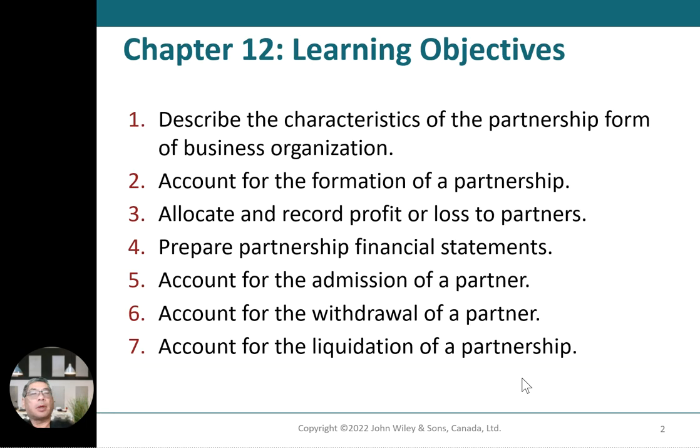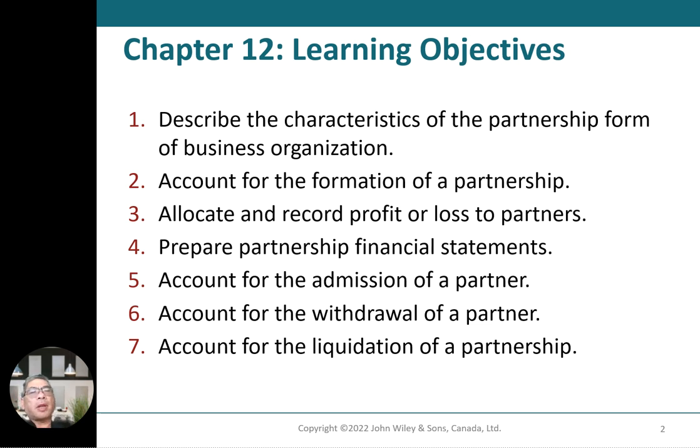There are a number of learning objectives, number 1 to 7, which are: describe the characteristics of partnership in business organizations, account for the formation of a partnership, allocate profit or loss to partners, prepare partnership financial statements, account for the admission of partners, account for the withdrawal of partners, and account for the liquidation of a partnership. So this is basically about partnership, okay?